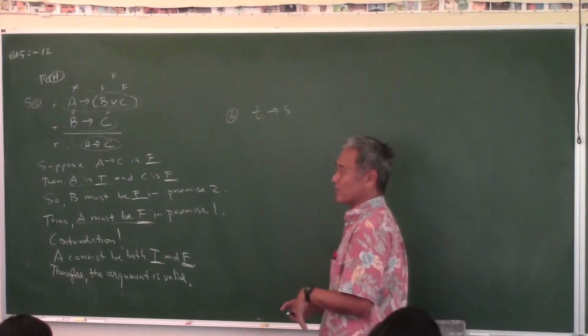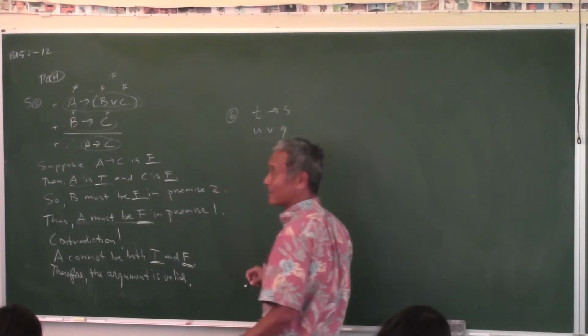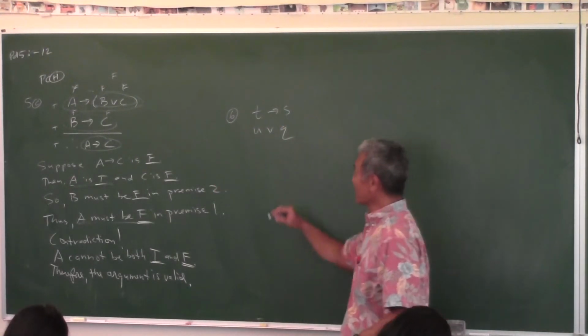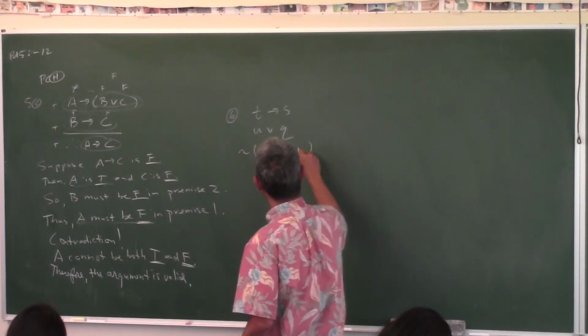The disjunction of U and Q. What does disjunction mean? Or. See? I told you that thing worked. The negation of the conjunction of R and not B. Did you write that?